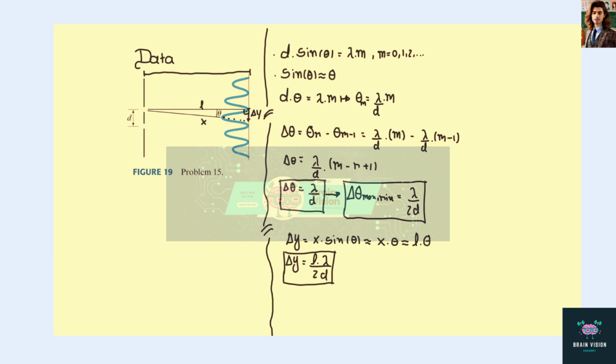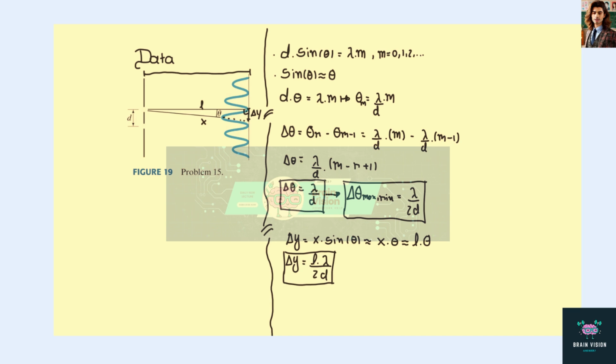This result means that a lot of electrons hit the screen at this position on the maximum, but almost no electrons hit the screen at a distance delta y from this maximum, and this distance is given by this expression. Therefore, a lot of electrons will hit y equals 0, and almost no electrons would hit y equals L times lambda divided by 2 times d. Keep this result in mind.